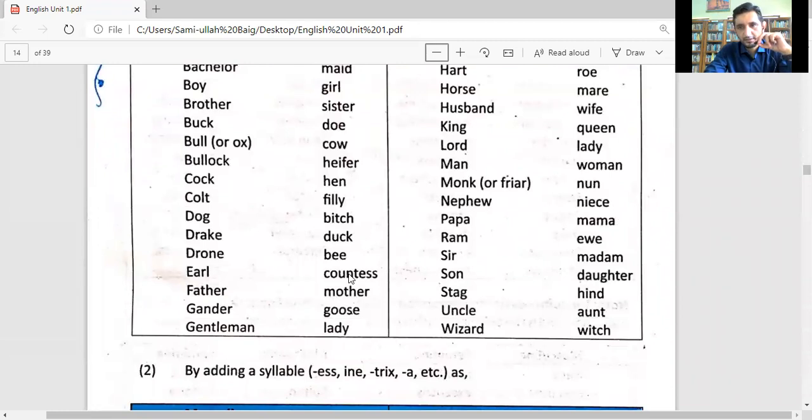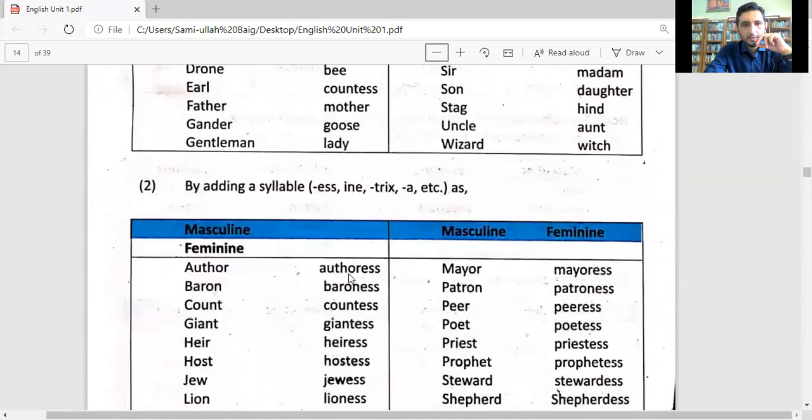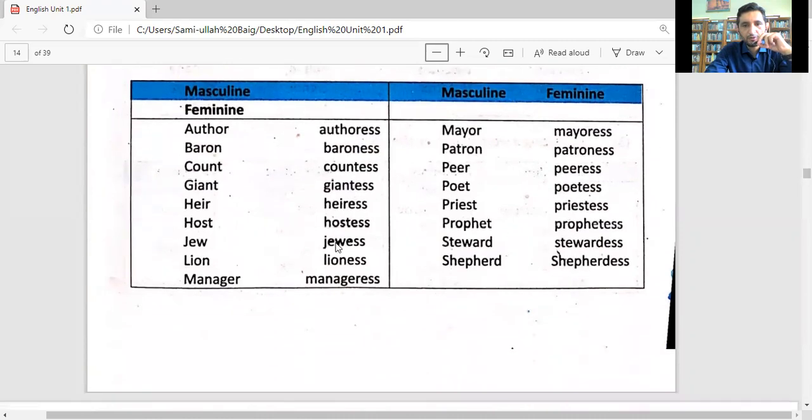If you have a good grasp over language, how can you get that? You can do that by reading a lot and listening a lot to the language. Now sometimes you add a syllable at the end or at the beginning, a prefix or a suffix. Here, ess, ine, trix, and a at the end. In these words, you'll see that author, you add ess at the end and it becomes authoress. Baron and baroness, and you can go on with this list.